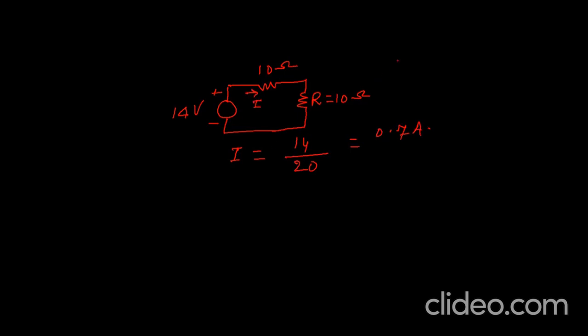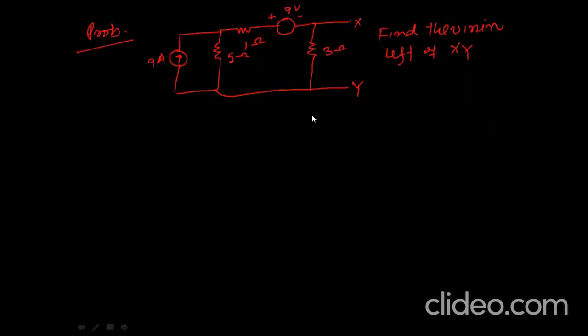Now power in load, or this is called maximum power, will be equal to I square multiplied by R, load resistance. I is 0.7 square multiplied by R is 10. So it will be 4.9 watt. So this much power will be available in the load. So this was our problem to solve the value of Thevenin voltage and the load resistance to transfer maximum power. We will see one more problem.